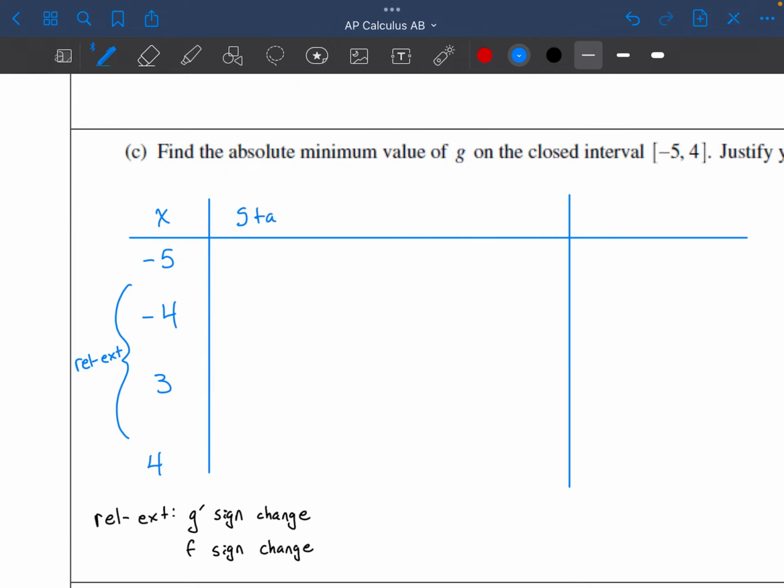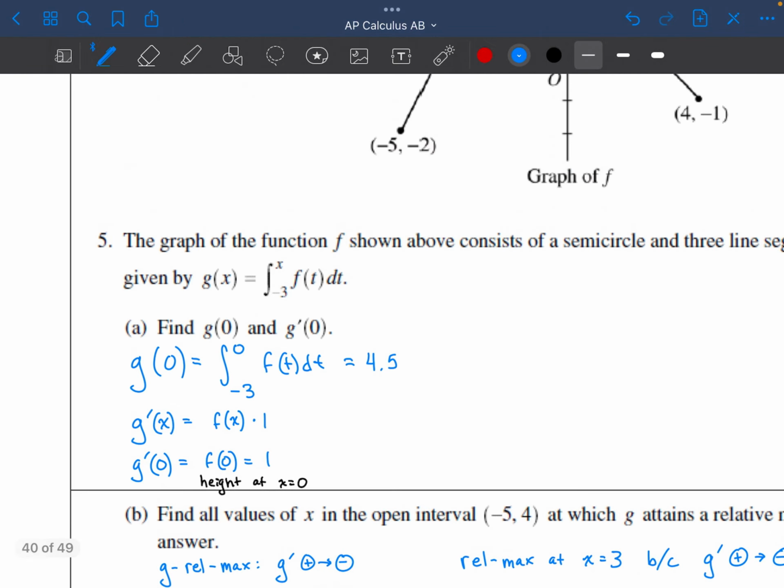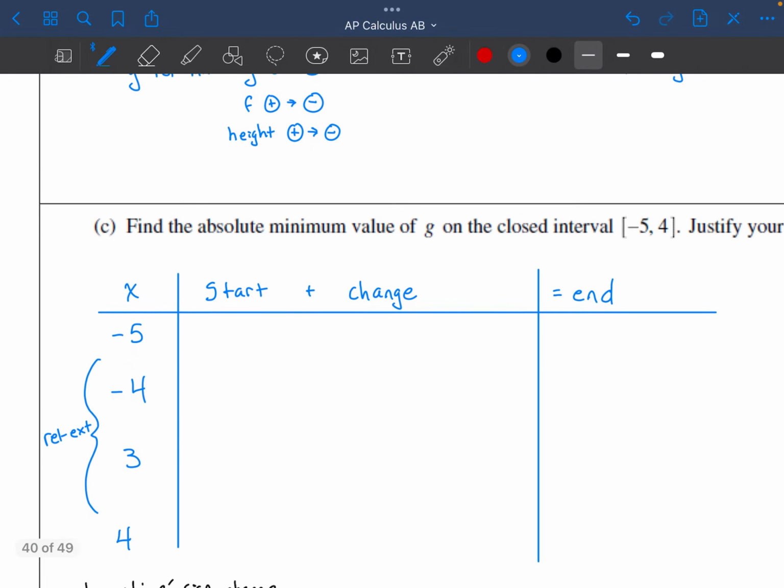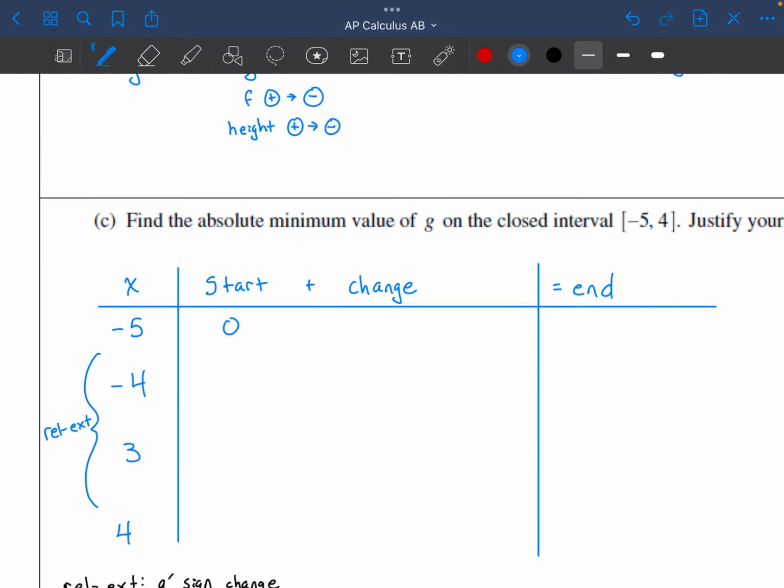Okay, we're going to be doing start plus change is equal to end. And do we have any initial value? Is there some start? No. Okay, so that means our start for all of these is going to be 0, which is pretty lovely.